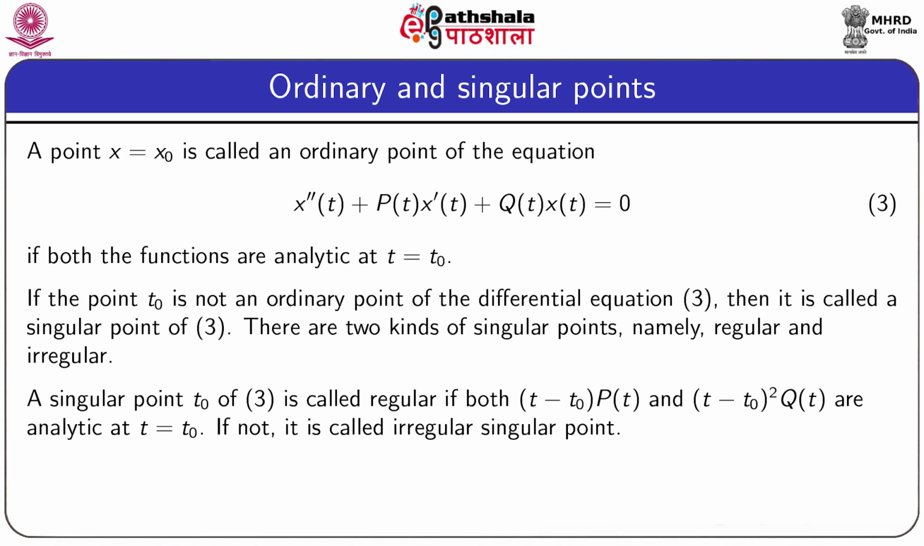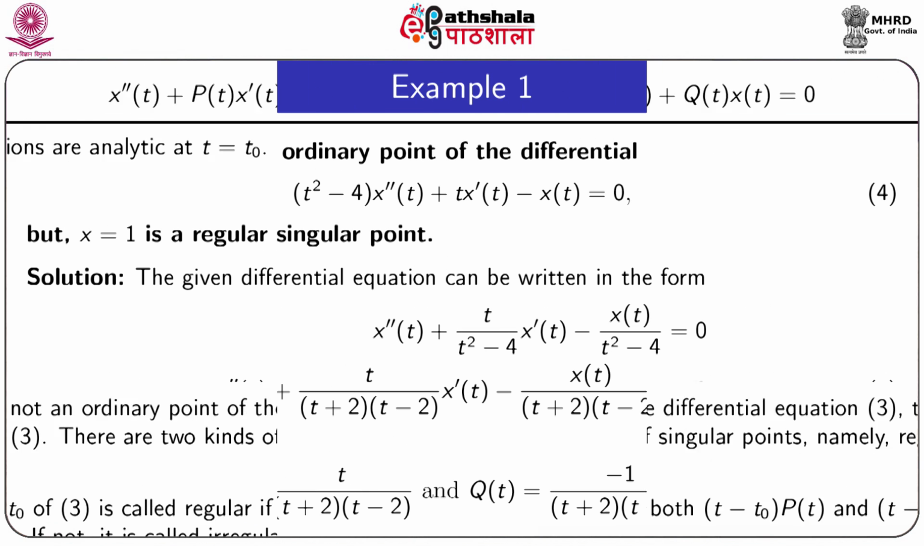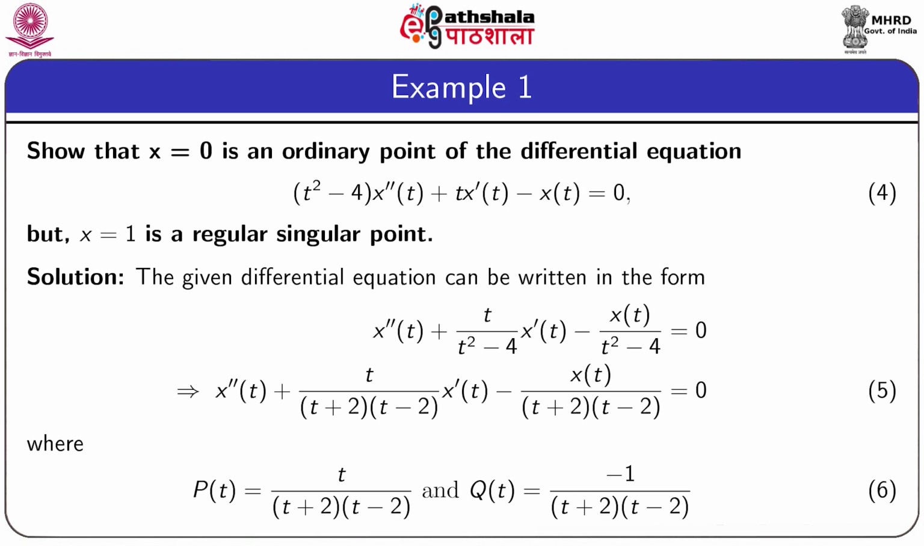Let us take up some examples. In this example, we have to show that t equal to 0 is an ordinary point of the differential equation (t square minus 4) x double dash t plus t x dash t minus x(t) equal to 0, but t equal to 2 is a regular singular point.